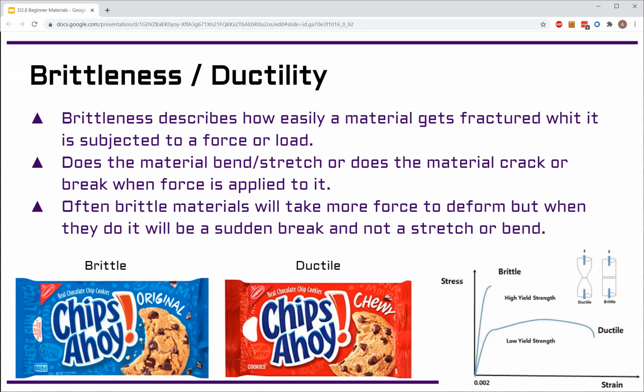Often brittle materials will take more force to deform, so they'll be able to stay their same shape longer. But once they reach their breaking point, they're just going to snap. Where ductile materials may be able to stay together for a really long time, but they're going to be changing shape. And for some amount of that force, they may change shape, then they'll be able to spring back if you let go. And at some point, if you keep pulling too hard and you start bending or changing its shape, it'll stay that way and it'll no longer come back. It won't spring back to its original shape.